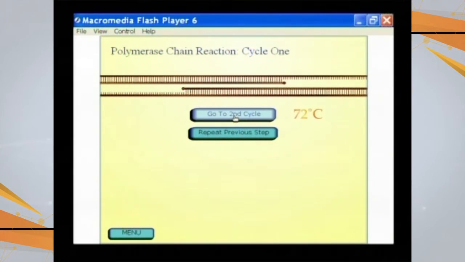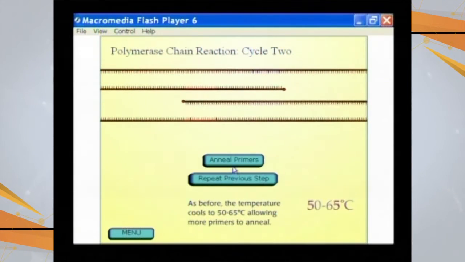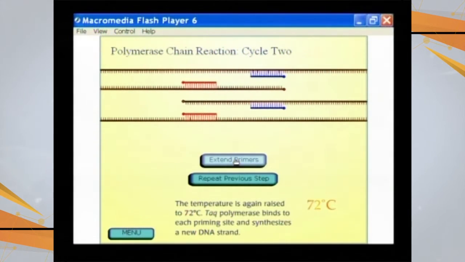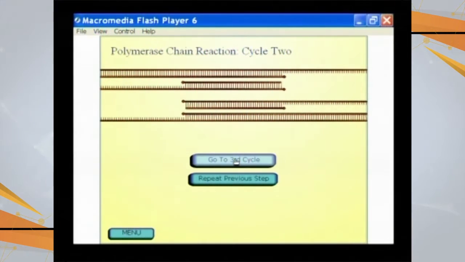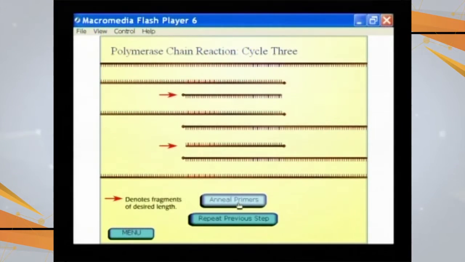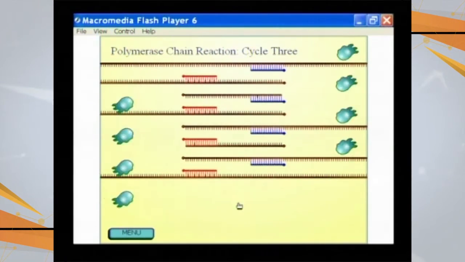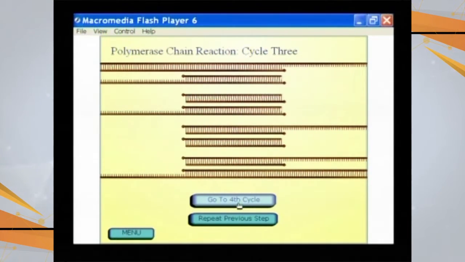Then we go with the second cycle, again the same steps: denaturation, annealing and extension. Going with the third cycle, the same steps: denaturation, annealing and extension of the primers. So we are going to make multiple copies of our cloned gene. Similarly, we can go to the 4th cycle, 5th cycle. Each cycle is going to duplicate our cloned gene.